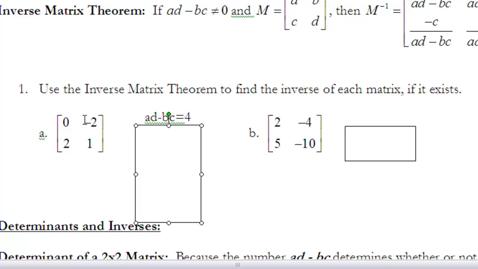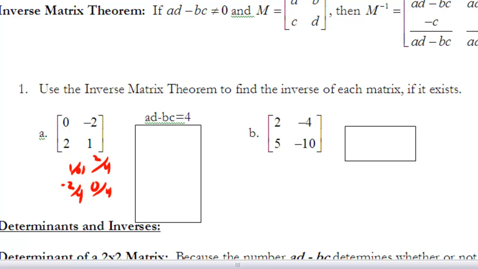Now we're going to be able to reduce that, but that's the fraction that we're going to have on the bottom. So what I'm going to do is take each of these values and switch A and D. So I'm going to put 1, 0. I'm going to change the sign on B and C. So this one is going to be negative 2 down here. This one's going to be 2. And then I'm going to put each of them over 4.